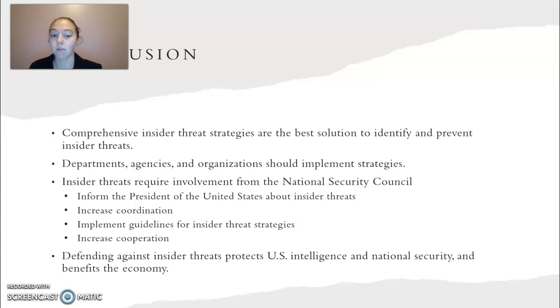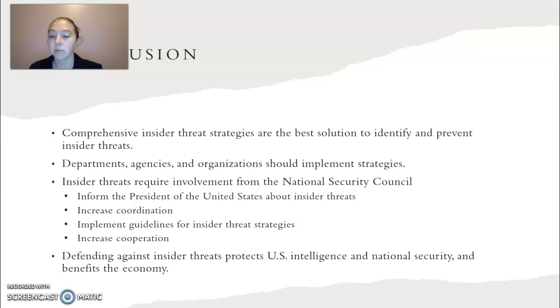Insider threats require involvement from the National Security Council because the issue is greater than one agency, as mentioned before, and the National Security Council is responsible for informing the President of the United States about insider threats. And once it's brought to the President's attention, hopefully it will gain more recognition.